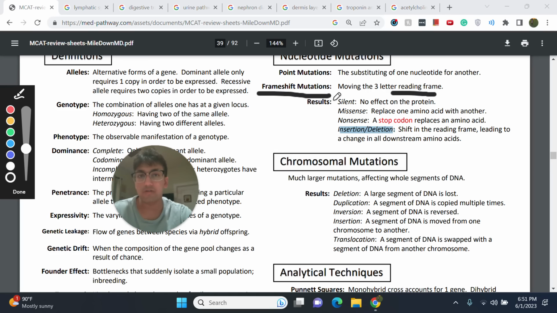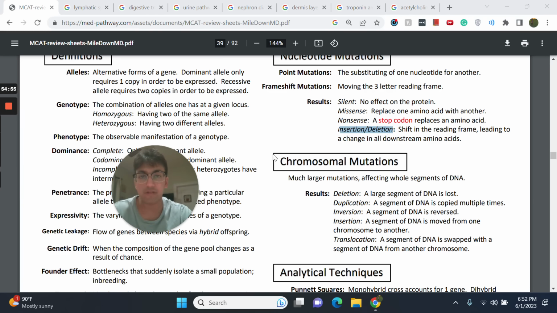And so these are the results in the protein, and so you can get silent, which is no effect on the protein. You can get missense or nonsense, and then finally you can get insertion or deletion, which is the insertion of an amino acid into the amino acid chain. Okay, I hope that makes sense. Just make sure you review that so that it makes sense.